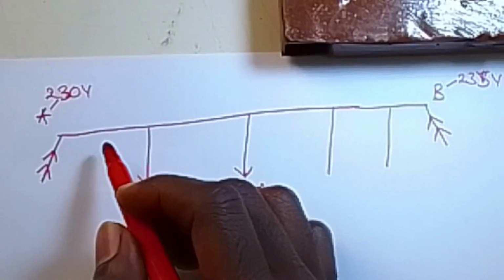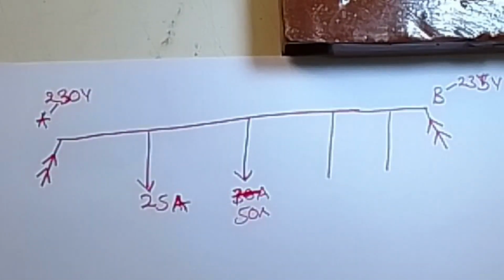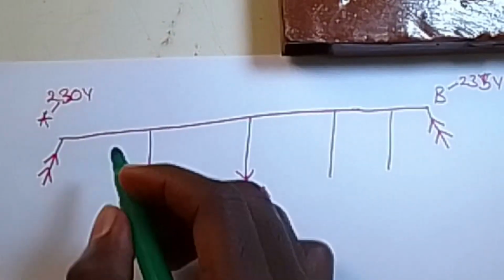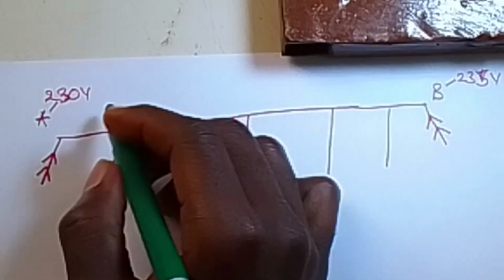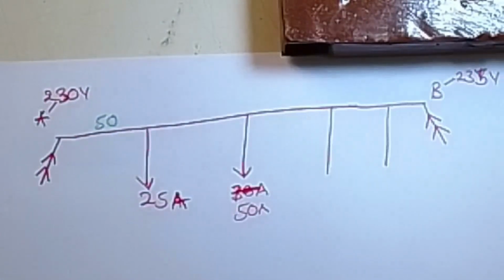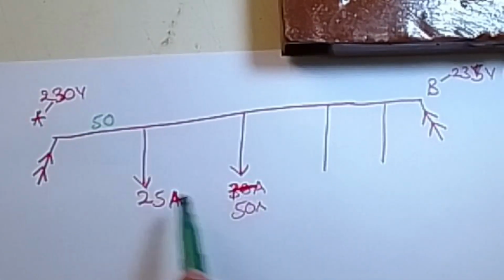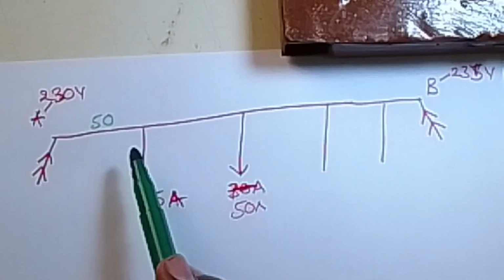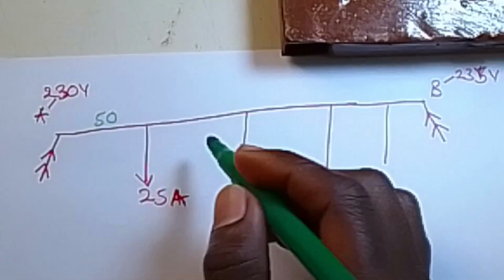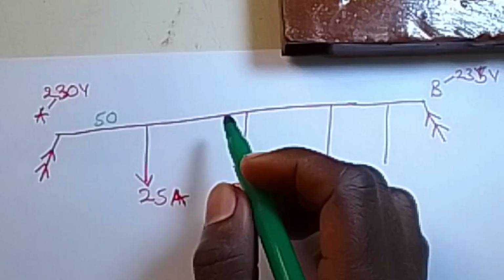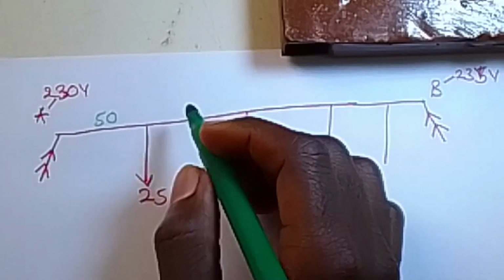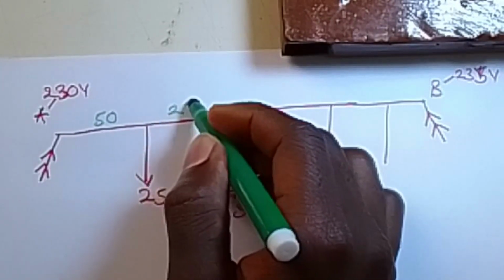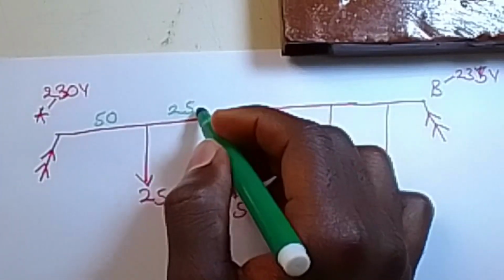Now it's best to keep on integrating these lengths as we are working out. So for example, the first length was given to be 50 meters from this point. So this is 50 meters. Then the second load was given to be at 75 meters from point A. So it will be 75 minus 50 to give us 25. So this is 25 meters.